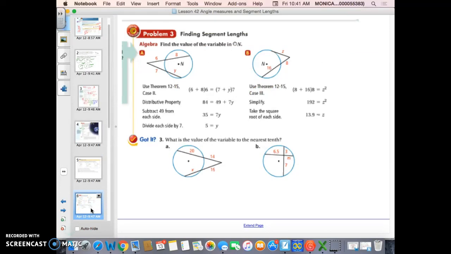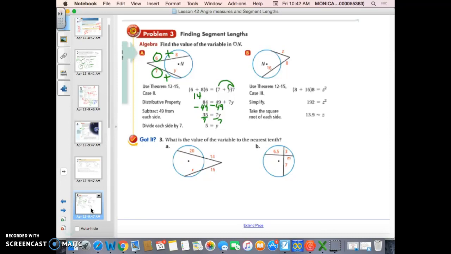So in case A, we'll notice that is going to be a situation where we add and then multiply by the portion that's outside the number. So that's where we get 6 plus 8 multiplied by 6, 7 plus y multiplied by 7. So you can add this, 6 plus 8 is 14, 14 times 6 is 84, and here you have to use the distributive property, and that's where you get 7 times 7, which is 49, 7 times y, which is 7y. Okay, and then subtract 49, 35 comes in there, and then you got 7y, divide by 7, and that's where the 5 comes in.